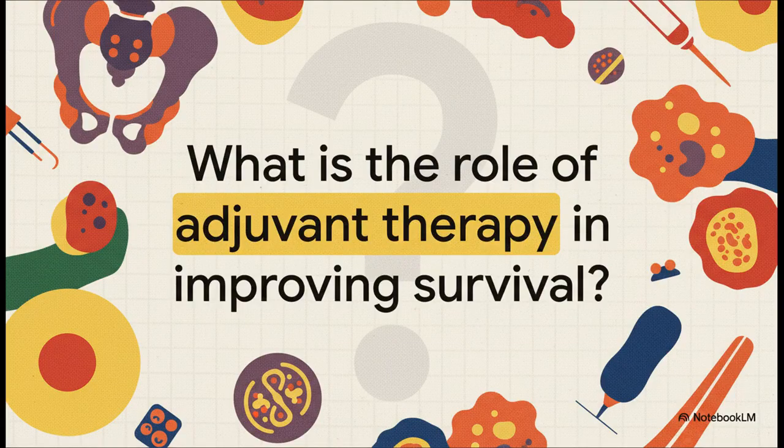And that really brings us to a final forward-looking question. We've firmly established that surgery is the cornerstone for local control. But for these high-grade sarcomas that have such a high potential to metastasize, how do we use systemic treatments, like chemotherapy, either before or after surgery, to hunt down and destroy that micrometastatic disease and actually improve a patient's survival? That's one of the biggest questions in musculoskeletal oncology today.